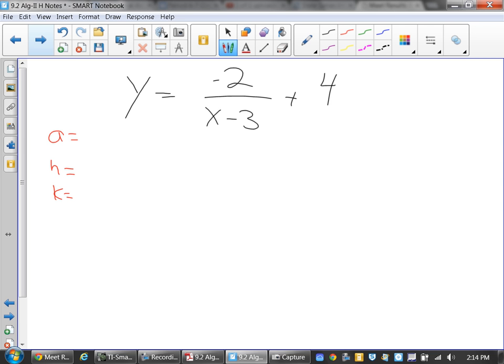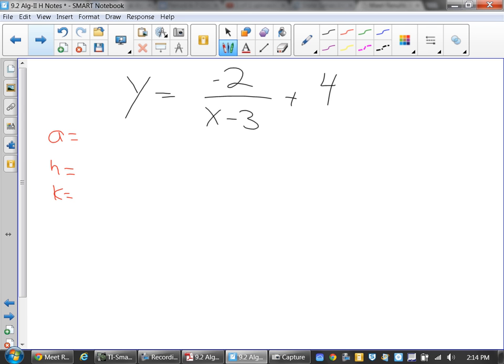The reason I'm asking you to start doing it like this now is as we get into each style of function we're going to be working with over the course of the next few units, rationals, radicals, logarithmic, and then eventually trigonometric ones, every one of them has A, H, and K involved. The faster you start identifying them and writing them down, the easier it's going to be when you have to use them.